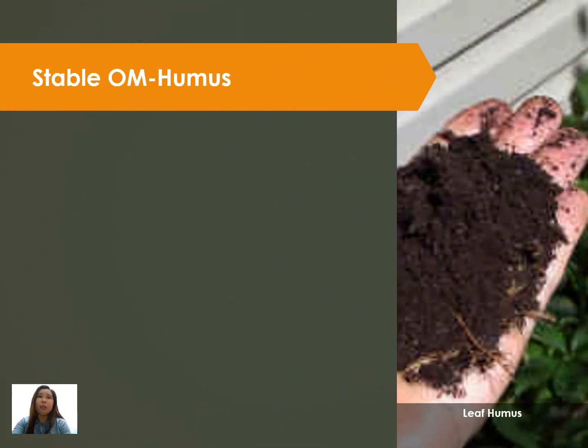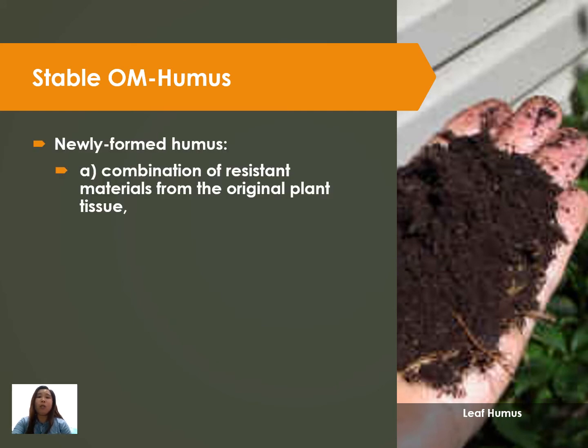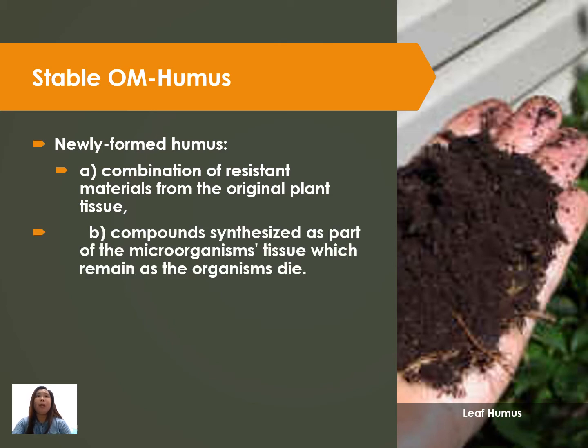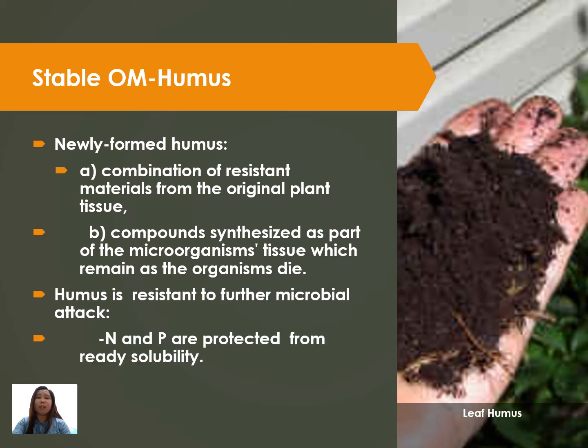Now let's move on discussing the most important component of soil organic matter, which is the humus. The newly formed humus is composed of a combination of resistant materials from the original plant tissue and compounds synthesized as part of the microorganism's tissue, which remain as the organisms die. Humus is resistant to further microbial attack. That is why it is called stable. And because of that, the nitrogen and phosphorus content are protected from ready solubility.